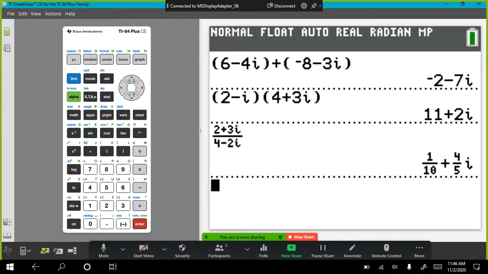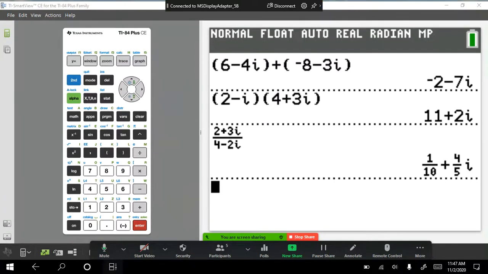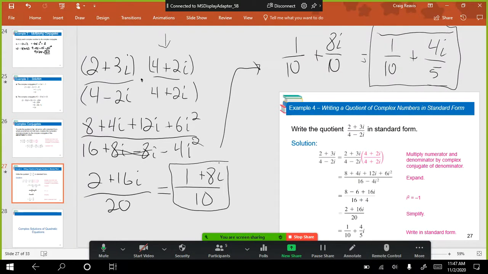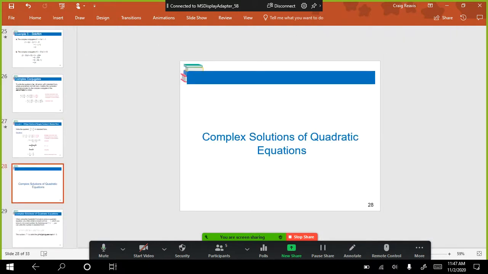Okay. Now, once again, our calculator does all that work for us that we did with that conjugate. So obviously, instead of doing all that, it is easier to punch it into a calculator. Any questions there? All right.